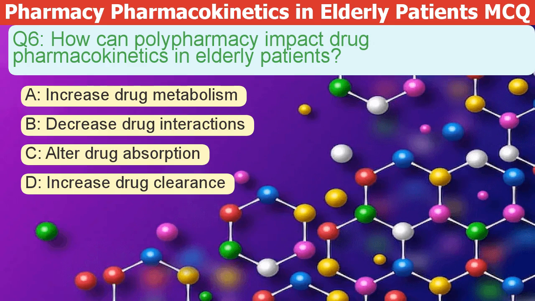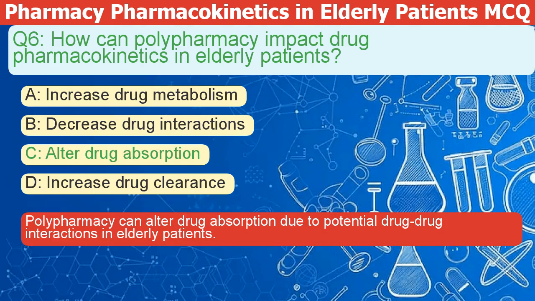How can polypharmacy impact drug pharmacokinetics in elderly patients? A. Increased drug metabolism. B. Decreased drug interactions. C. Alter drug absorption. D. Increase drug clearance. The correct answer is C. Polypharmacy can alter drug absorption due to potential drug-drug interactions in elderly patients.